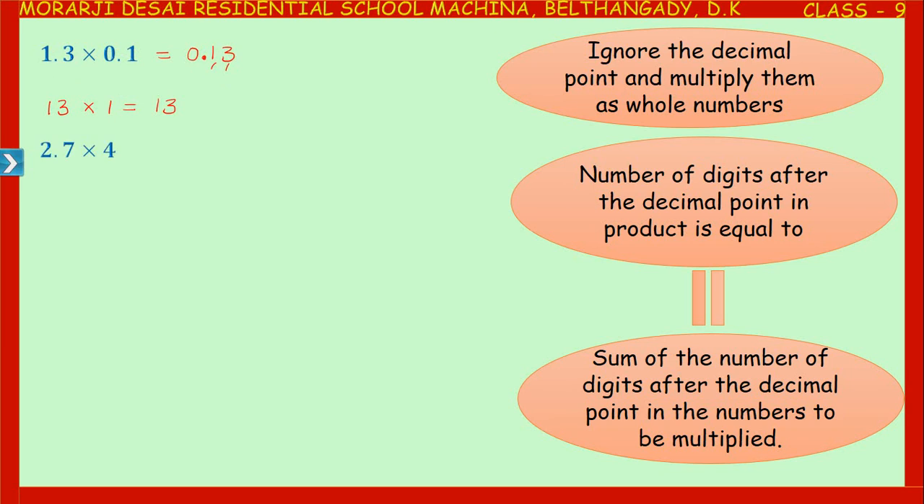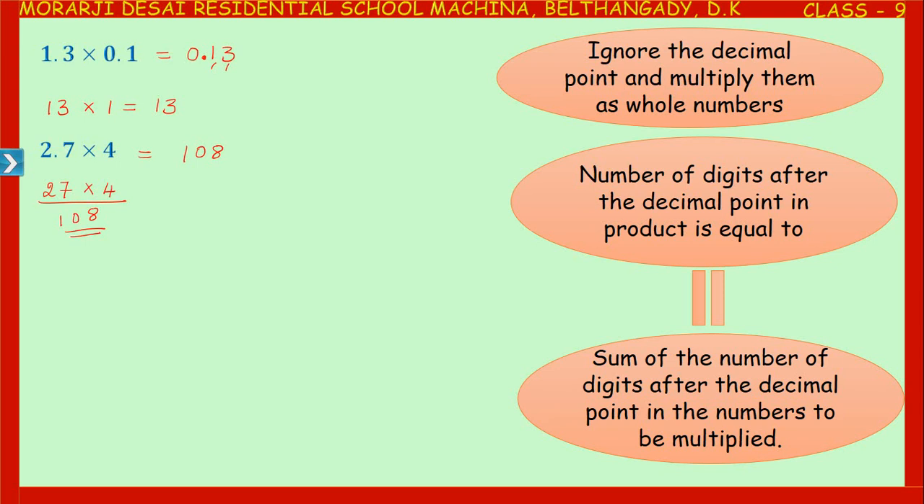Now multiply 2.7 and 4. 2.7 into 4. Now see here, ignore the decimal point, that is remove this decimal point. That becomes 27 into, here there is no decimal point, so keep it as it is, into 4. 27 fours are 108. Now write 108 here. Now you have to put the decimal point.